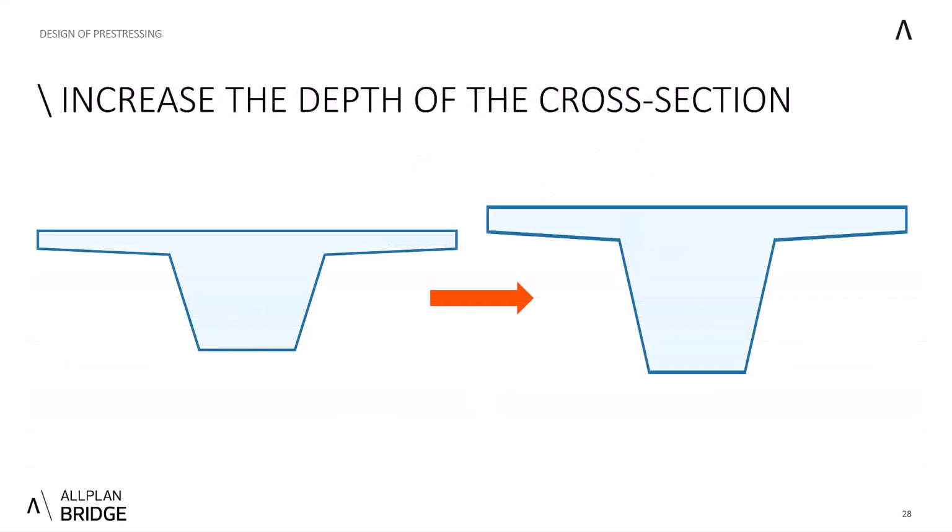Of course, we can always increase the depth of the cross-section. However, this adjustment is often questionable because it increases the requirements for material consumption, increases the cost of the bridge, and degrades its aesthetic value. In addition, it is not always possible because it may unacceptably reduce the clearance height under the bridge.